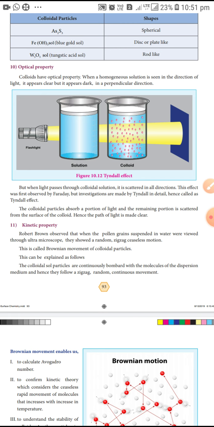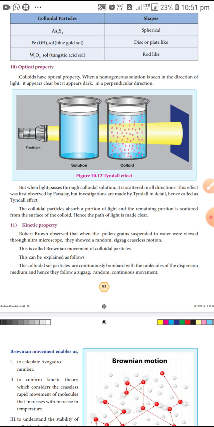Homogeneous solution means that solute is dissolved in solvent. We get a clear solution, that is a true solution. That true solution allows the light to pass. But when light passes through a colloidal solution, it is scattered in all directions.